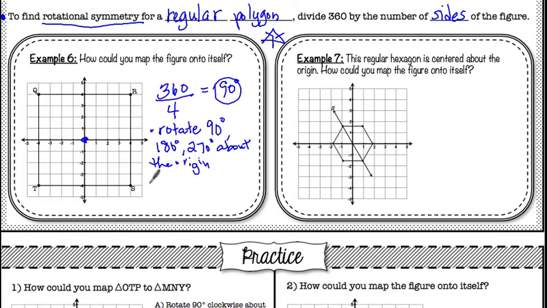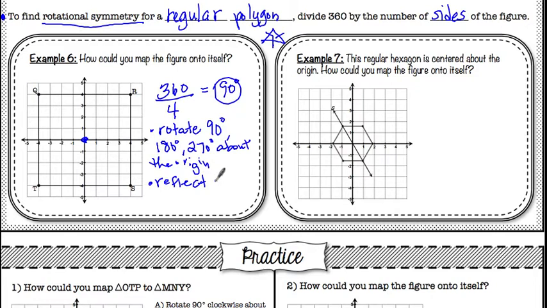These rotations will make the figure look exactly the same in the exact same position. It's just a trick. The 360 divided by 4 is a trick for answering this type of question. The other question is, what about the reflections? We could reflect. What lines would cut this in half?